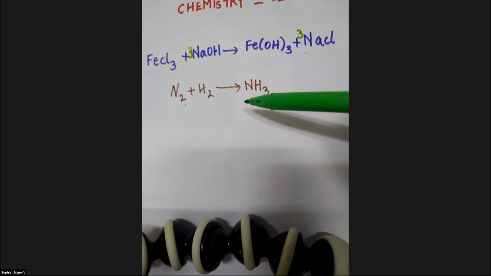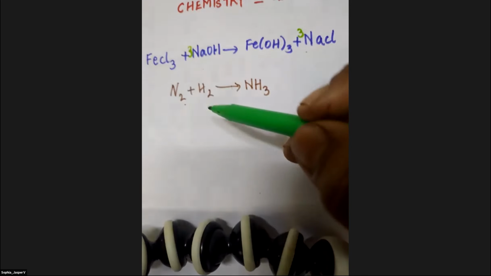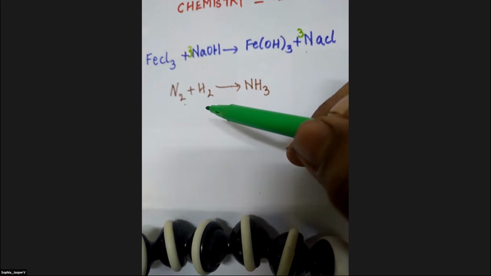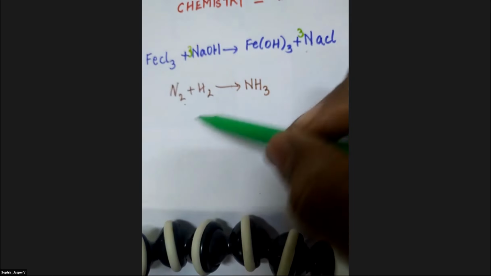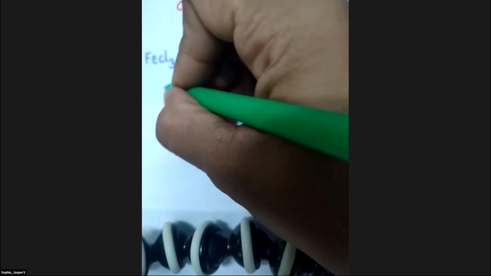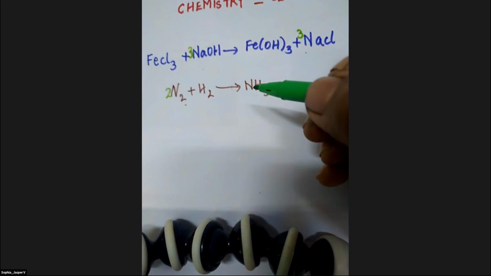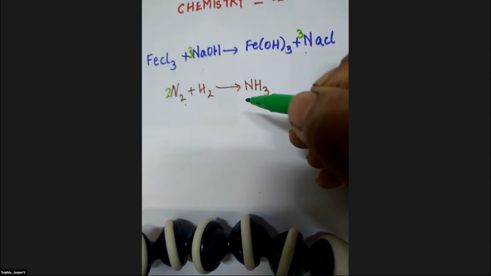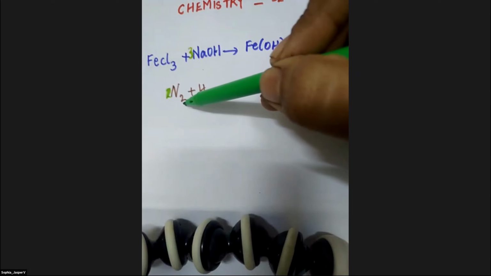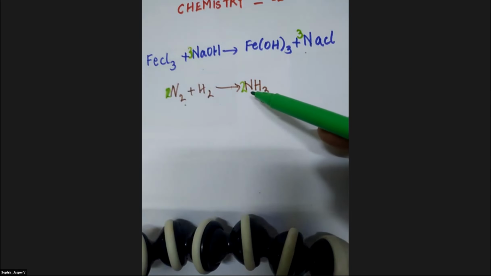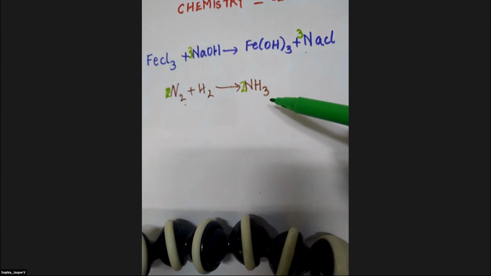Isn't that so? Now, first, let's concentrate only on nitrogen. What about N2? How do we balance it first? We add 2, okay? N2, 2NH3. Because there are 2 nitrogen atoms here, you add 2 here. What happened to hydrogen?